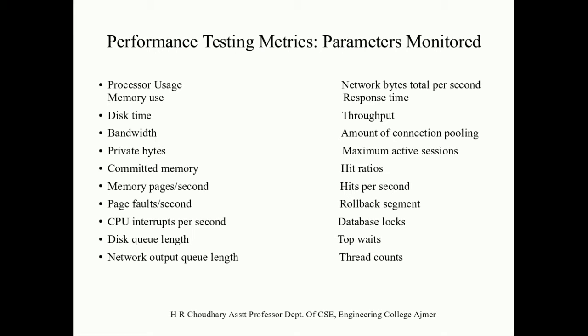Next, memory use: the amount of physical memory available to processes on a computer. Then we look at disk time, the amount of time the disk is busy executing a read or write request. After that, bandwidth, which shows the bits per second used by a network interface. Then we move to private bytes, the number of bytes a process has allocated that can't be shared among other processes. These are used to measure memory leaks and usage.